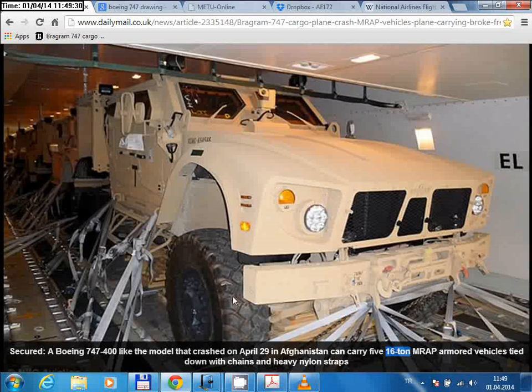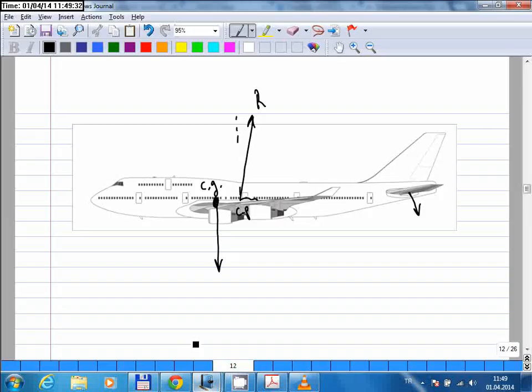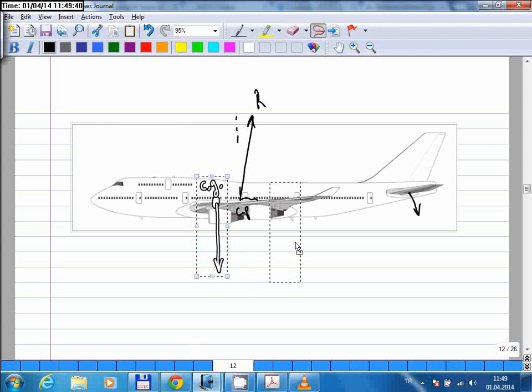When that happens, the weight vector goes backwards. It comes somewhere here.